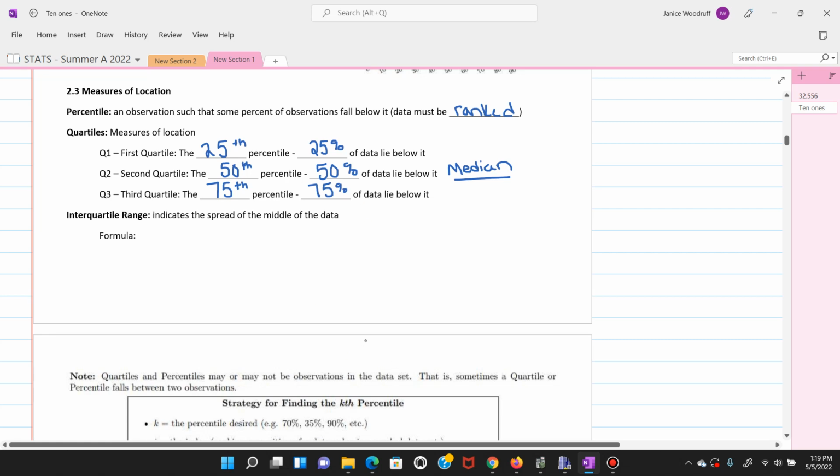The interquartile range is going to be the middle 50% of data, which is quartile 3 minus quartile 1. So the interquartile range is the middle 50%.